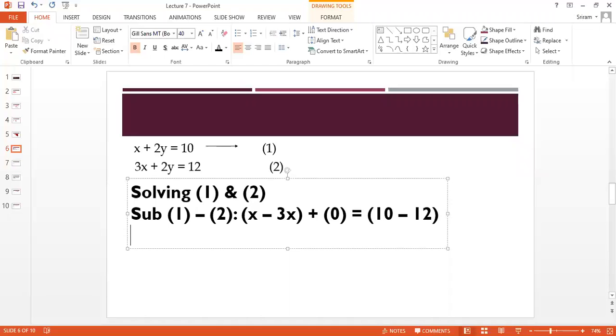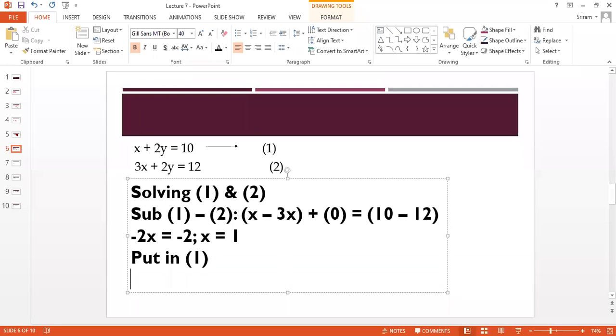So what will happen? X minus 3x is minus 2x equal to 0 on the left, and 10 minus 12 is minus 2. So what will be the value of x? Minus 2 divided by minus 2 will become 1. Now I am going to take x equal to 1 and put it in equation 1. When I put x as 1, 1 plus 2y is equal to 10.